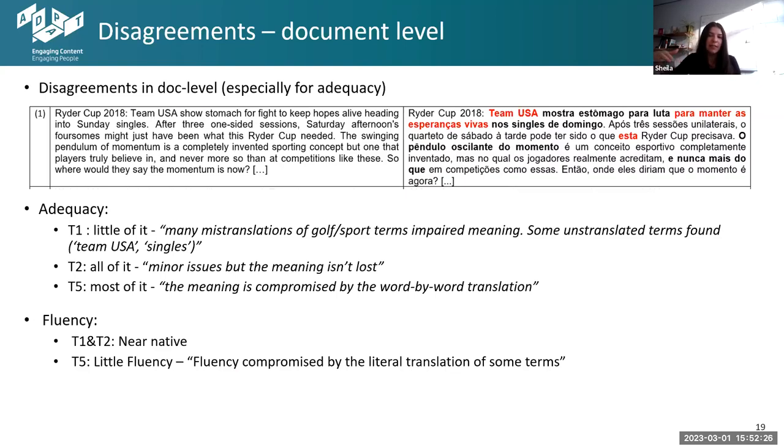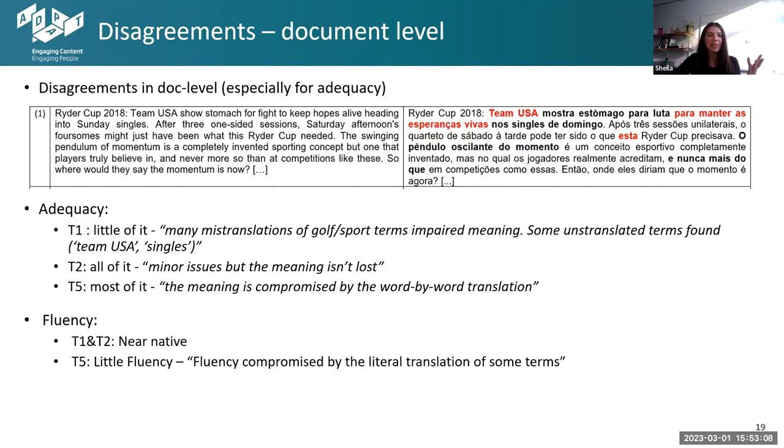So I looked a little bit more in the disagreements between the translators to see if there is any pattern there that I could understand why they didn't like the document level evaluation. And we found that the disagreements at the document level are more related to adequacy evaluation. And that could be because of different quality levels in each sentence, right? So a machine translation might have translated one sentence very well, but another sentence very badly. So how do you gauge that? How do you give one single score to that?